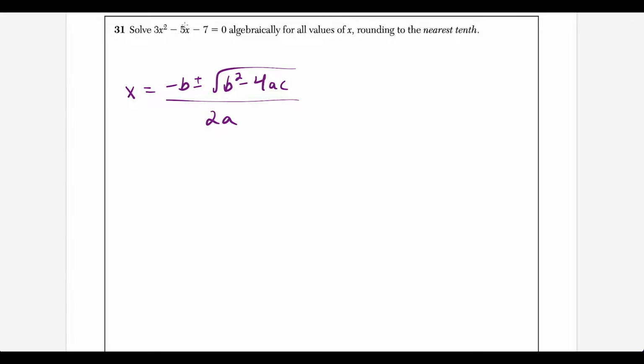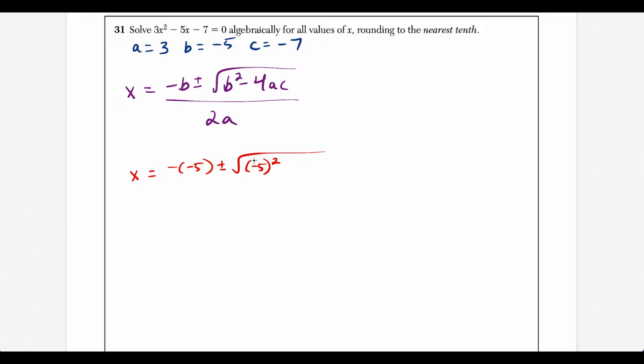And then what you have to be able to do with this quadratic equation is identify the a value, which is the coefficient of x squared, which is in this case 3. Our b value is -5. Make sure you take the minus with it, and the c value is -7. So now we just plug into this formula. We have x equals -5 plus or minus the square root of (-5) squared.